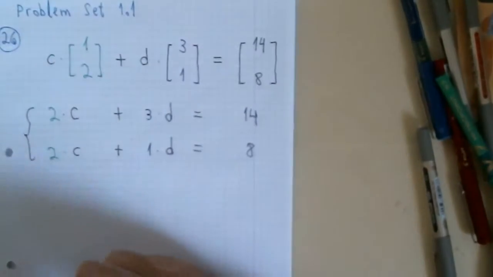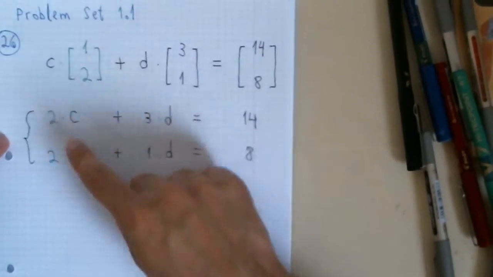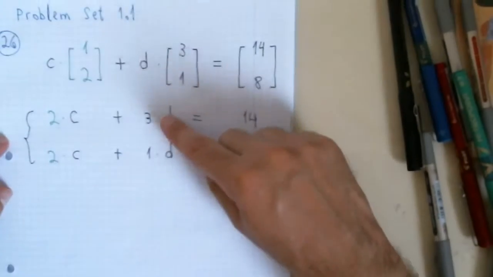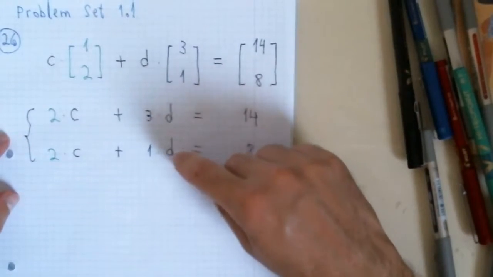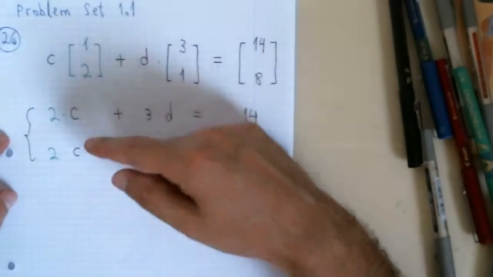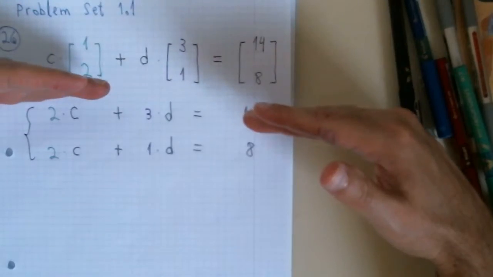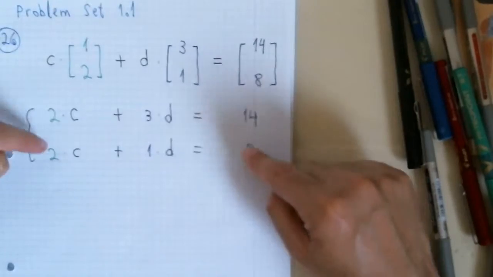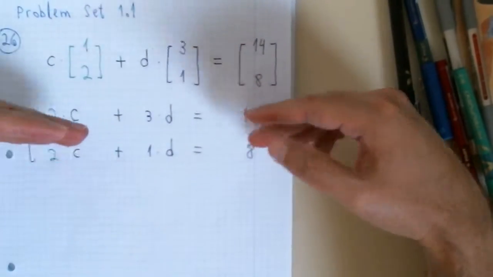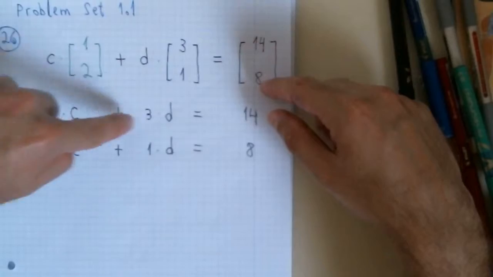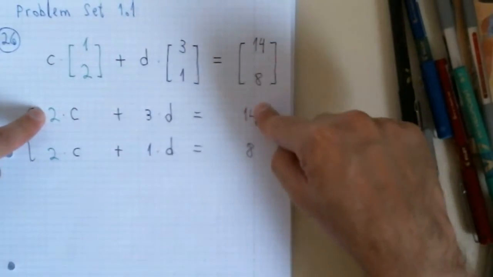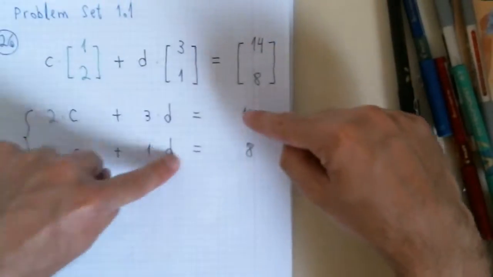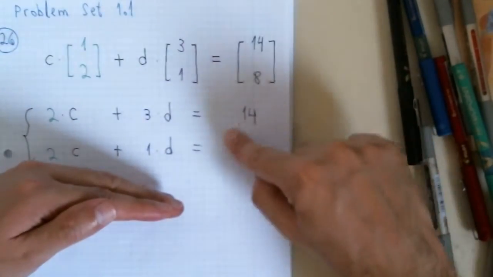Okay, so if we have two equations, we can subtract them, so we don't have the 2c anymore. We will have only 3d minus 1d. Why can we do this? Because if we have a first equation and the second equation, we can add them together. If this equals this and this equals this, then this and this together will equal this and this together.